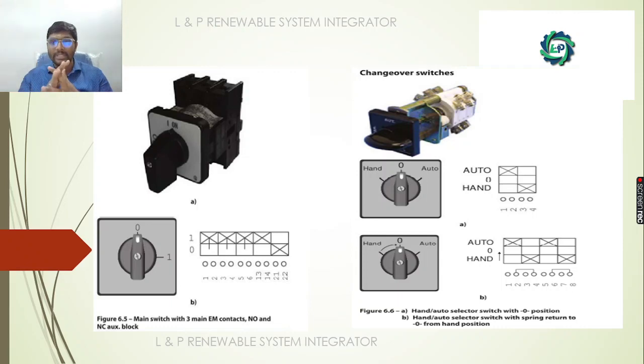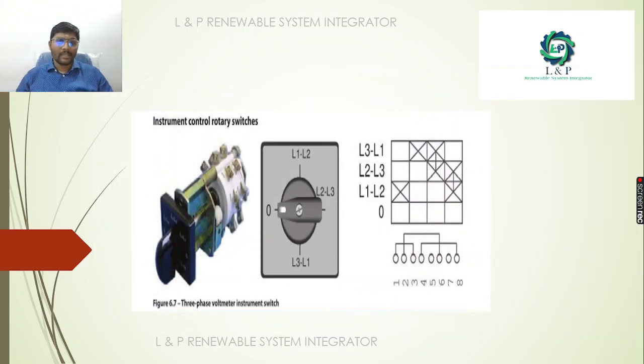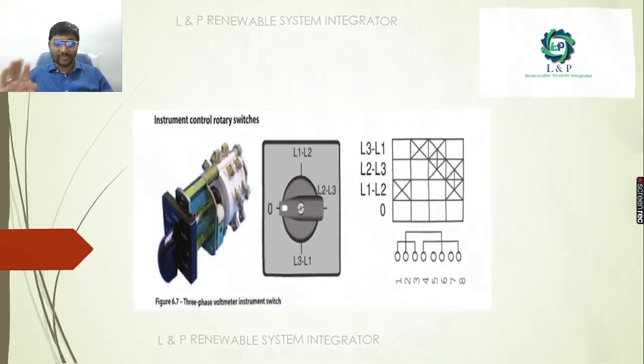Next is the changeover switch. In this changeover switch we have 3 different positions. One is auto and the other one is the hand selection. Apart from it we also have a 0 position. Mostly we refer to these as instrument control rotatory switches, which has a 3-phase voltmeter instrument switch. By selecting these 3 positions, we can get 3 different voltages from the 3 different lines. It is often referred to as a 3-phase voltmeter instrument switch.